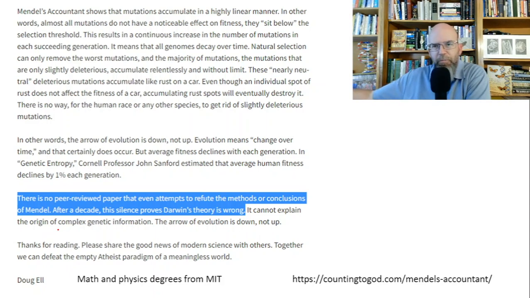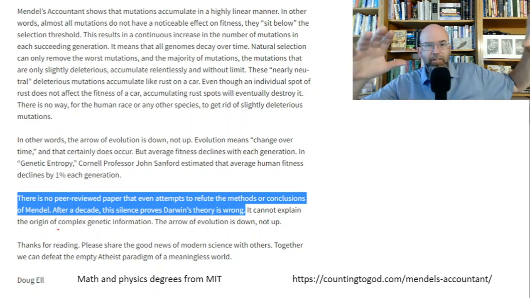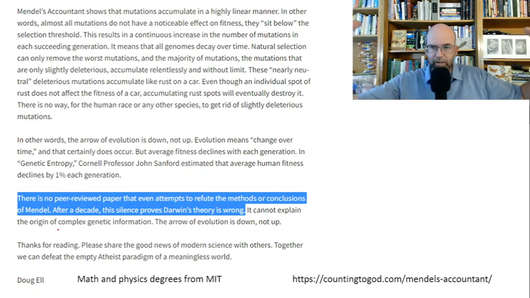others were using this program and then publishing papers using the results of the program. They'd be like, hey, there's this issue with some assumption of this program and it needs to be dealt with, right? They would critique it. Pretty sure they would. So why haven't they done that? Like I just said, because no one has published anything using Mendel's accountant.